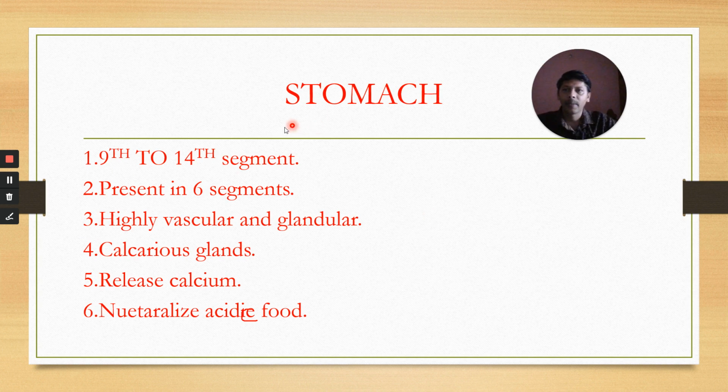Next one, stomach. It extends from the 9th to 14th segment, present in a total of 6 segments: 9, 10, 11, 12, 13, 14. Highly vascular and glandular. What type of glands are present here? Calciferous glands are present. What do they release? Calcium. What is the function? They neutralize the acidic food.